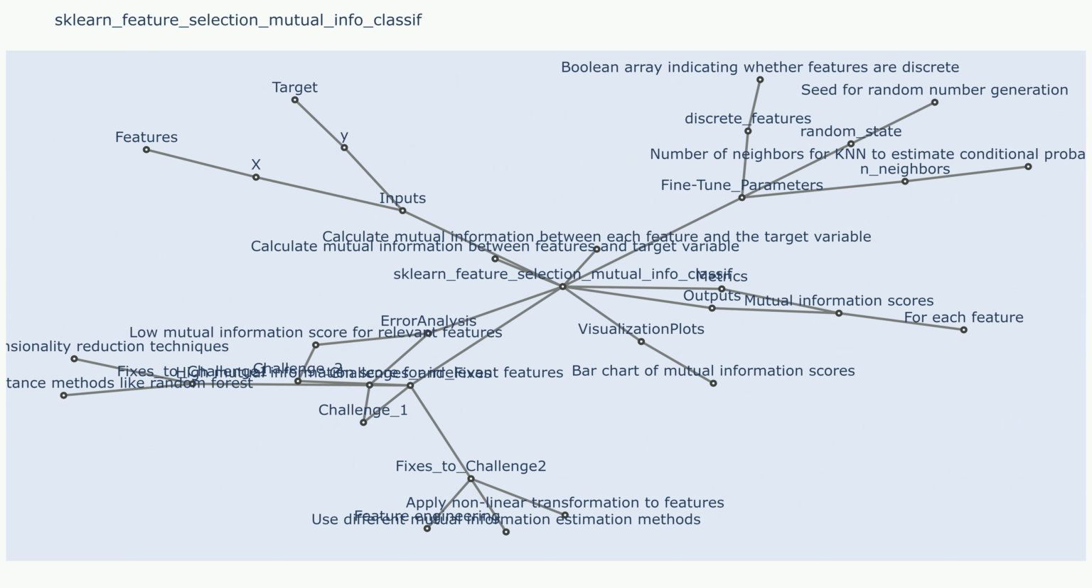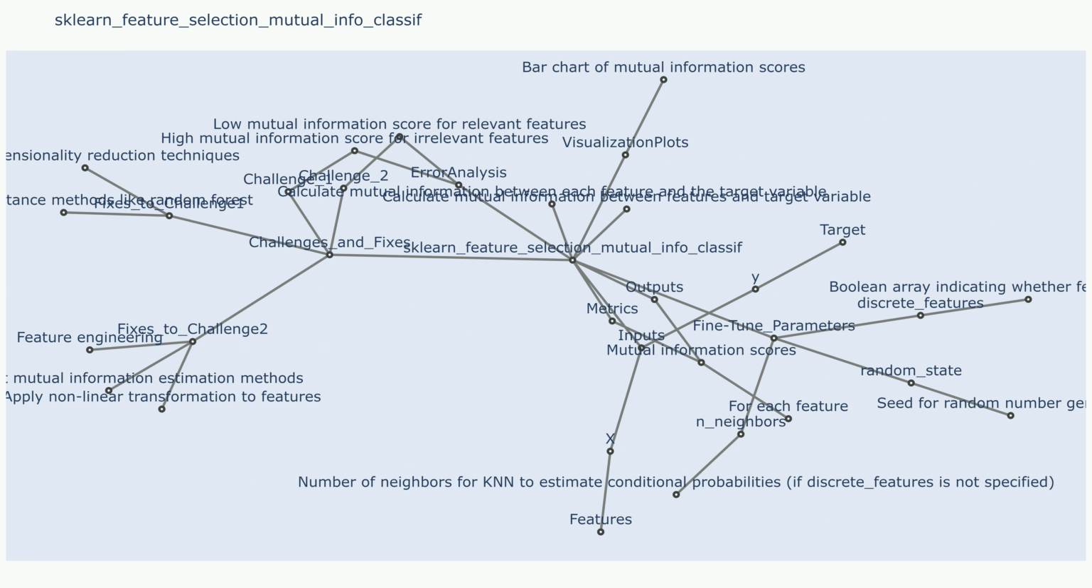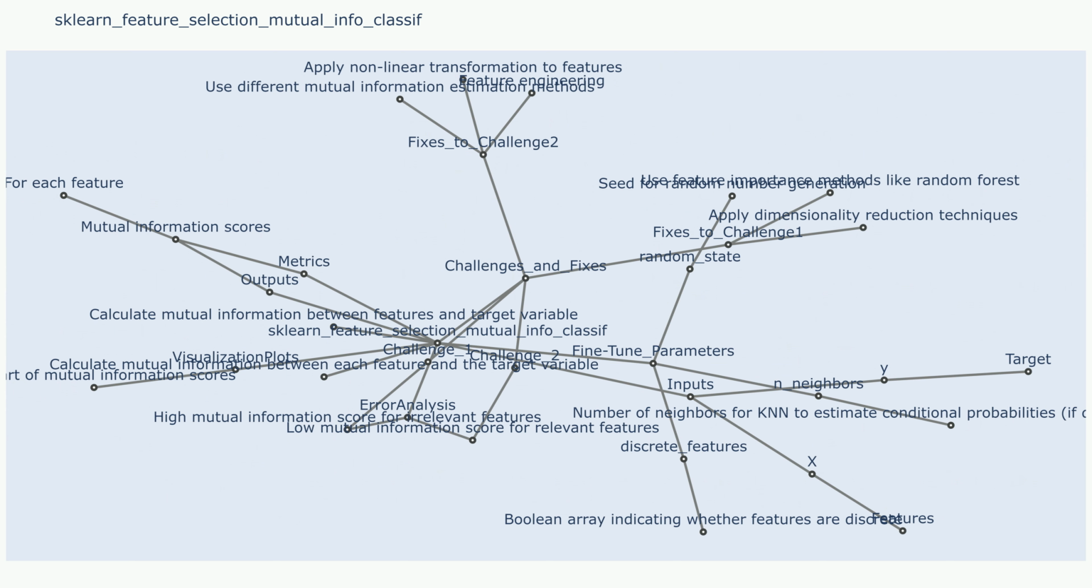Visualization plots: feature importance plot, a bar plot visualizing the mutual information scores of each feature, providing insights into the most informative features. Fine-tune parameters: discrete_features, an array of booleans indicating whether each feature is discrete (true) or continuous (false). This parameter is optional, and if not provided, the function will automatically determine the feature type based on the data.